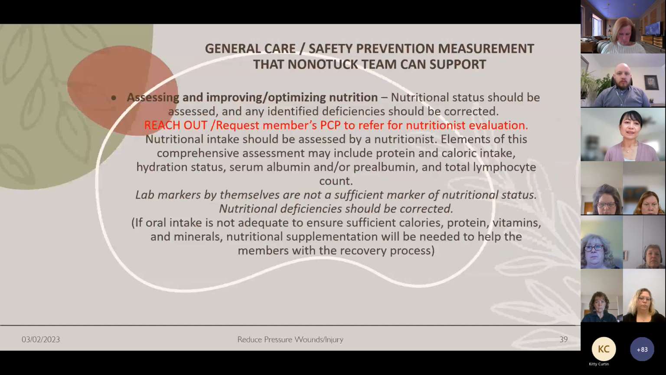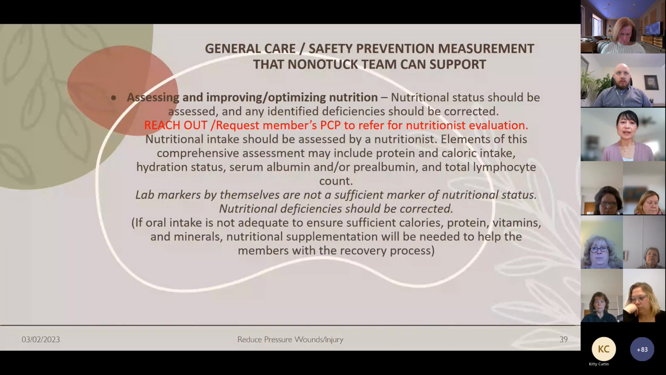Next slide, please. Back to the daily intake: assessing and optimizing nutritional status. Nutritional status should be assessed, and any identified deficiency should be corrected. You can tell if the member is fatigued, weak, pale, even constipated. That can also be a cause, right? And they look dry because of dehydration. So use your assessment and trust yourself. Reach out, request that the member's PCP refer for a nutritionist evaluation. Nutritional intake should be assessed by a nutritionist.